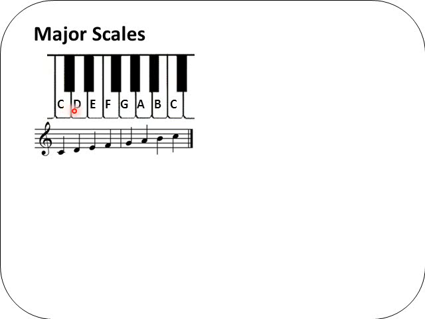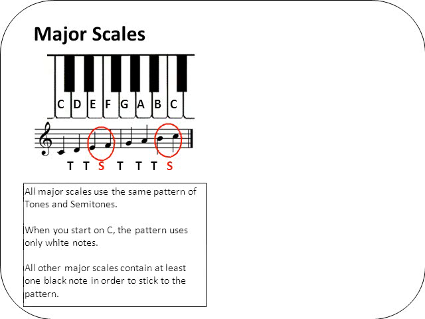Most of the steps are whole tones, but if you are a genius, you will see that the interval between E and F is a semitone, and the same for the interval between B and C. The pattern of steps is therefore tone, tone, semitone, tone, tone, tone, semitone. All major scales use this same pattern of tones and semitones.